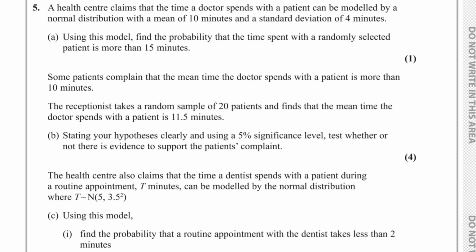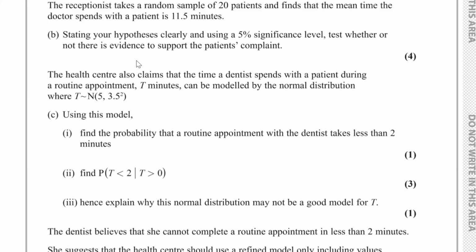Question number 5. A health centre claims that the time a doctor spends with a patient can be modelled by a normal distribution with mean of 10 minutes and a standard deviation of 4 minutes. Using this model, we have to find the probability that the time spent with a randomly selected patient is more than 15 minutes.